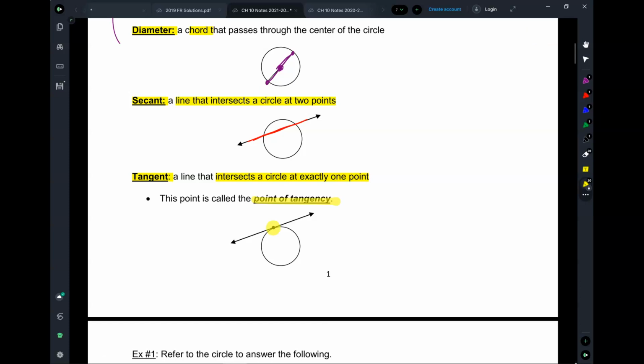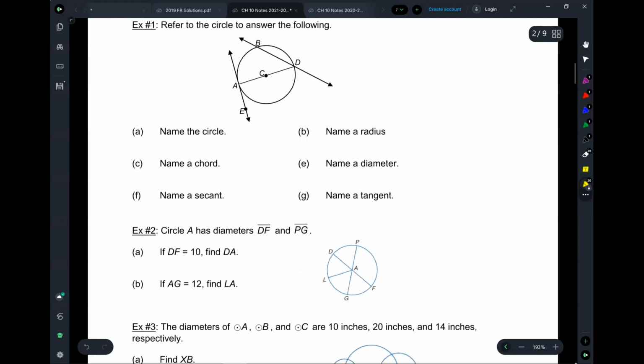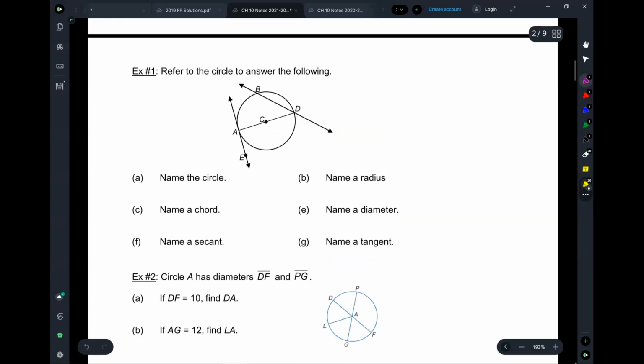Now let me tell you something. These two terms, a secant and a tangent, along with point of tangency, are things that are going to stay with you the entire time you take math right into college. In AP Calculus, we talk about secants and tangents almost every day.